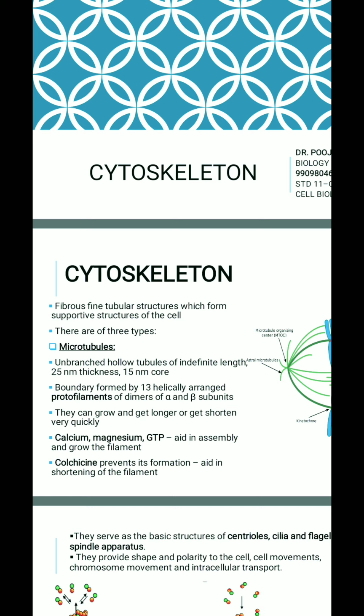So microtubules are unbranched hollow tubules which are of indefinite length. That means they can be polymerized to make a longer chain. They can be depolymerized to make them very short. As per the need, they'll form. They are basically of 25 nanometer thickness, and they have a central core of 15 nanometer. Now the boundary is formed by 13 helically arranged protofilaments, which are made up of alpha and beta tubulin.